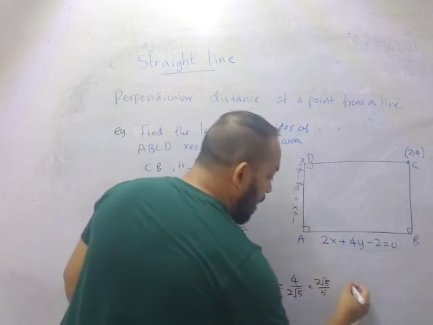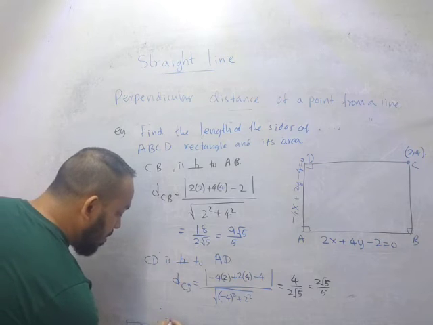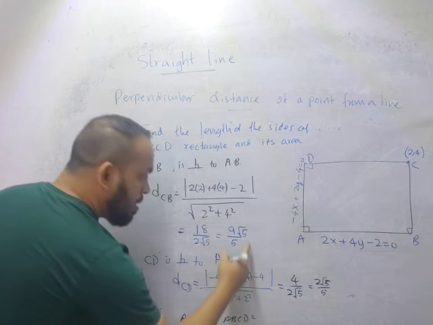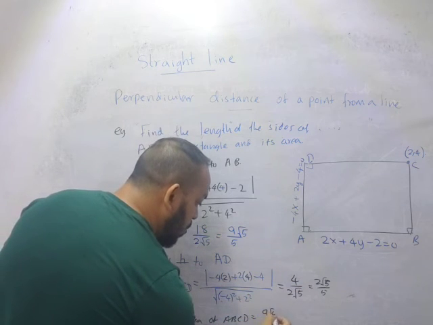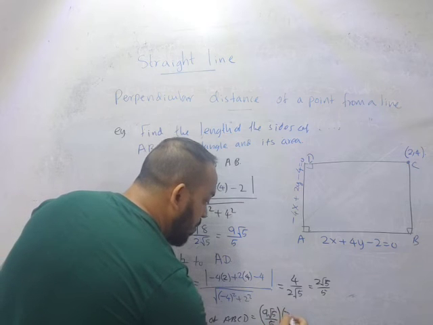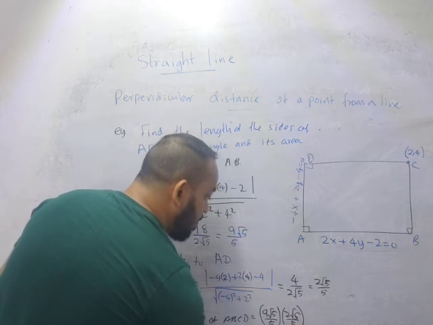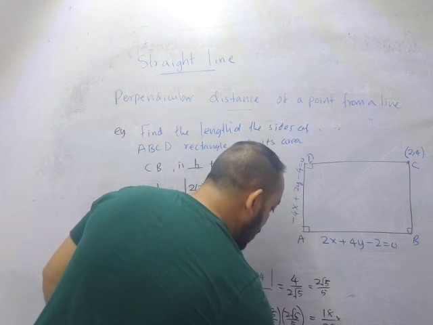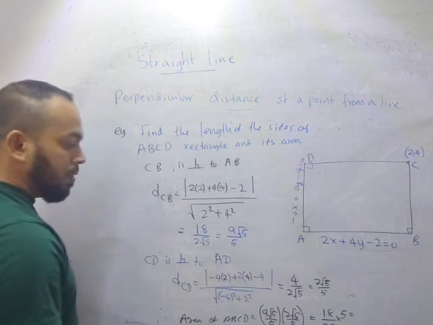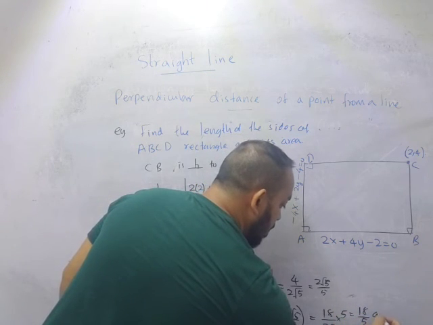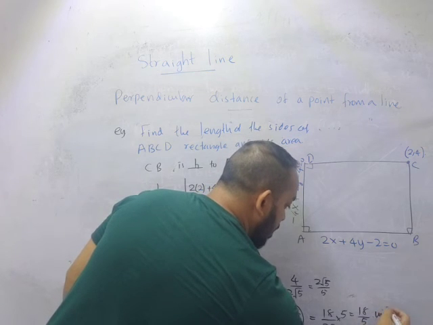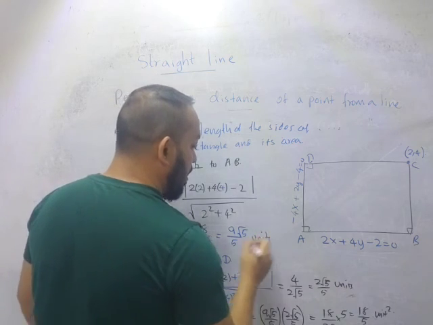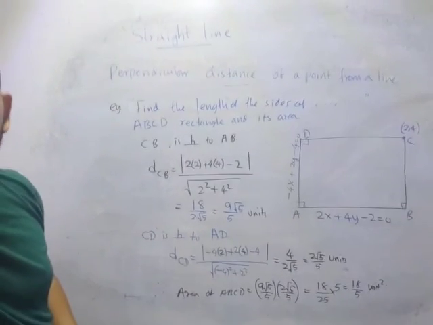Okay. Therefore, now finally we can find the area. Area of ABCD is the product of these two, 9 root 5 divided by 5 into 2 root 5 divided by 5. Okay, this is 18 divided by 25 into 5. So you get 18 divided by 5. Units square. This should be units. This should also be units. Length units. Okay. So that's it. It's very easy to do.